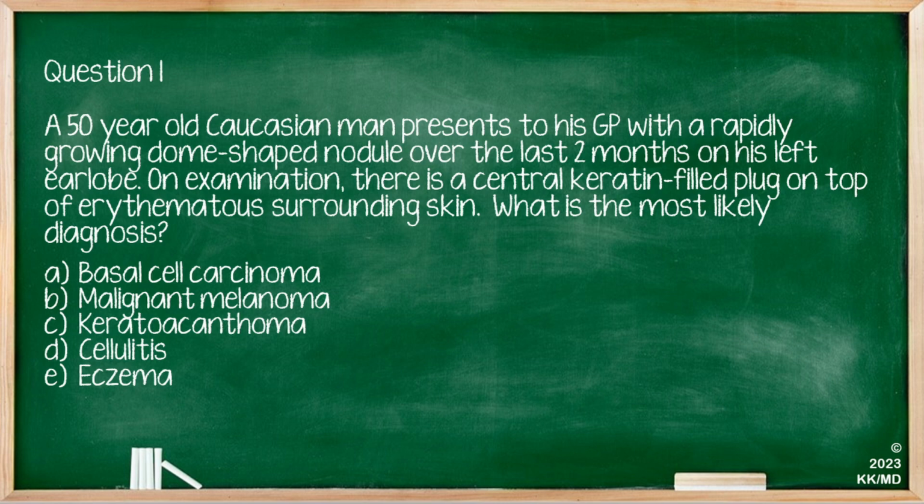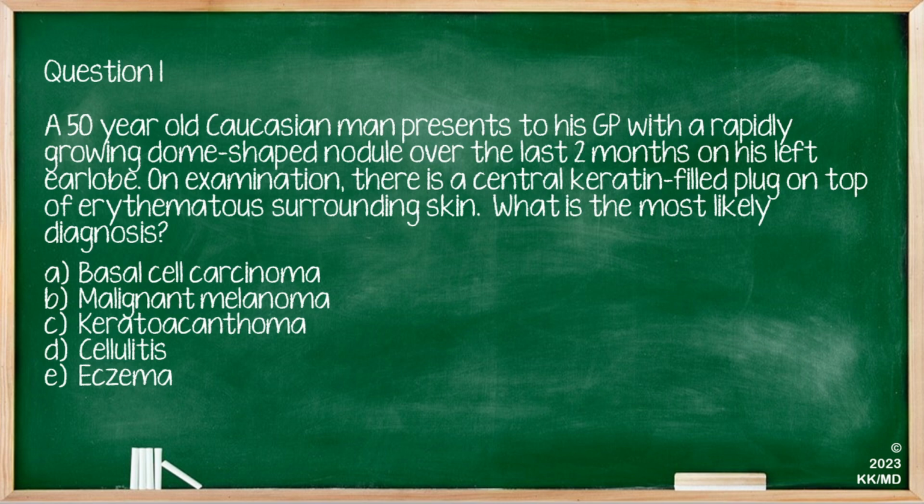So reading this vignette, there are a few things that should hopefully lead you towards the correct diagnosis. A, the fact that this is a middle-aged Caucasian man. B, the fact that he's presenting with a rapidly growing dome-shaped nodule for a period of 2 months, which is relatively a short period to have the symptom. And finally, the area that this is being affected, which is the earlobe. And the last point to consider is the way that the lesion is described in the question vignette. So it has a central keratin-filled plug on an erythematous base.